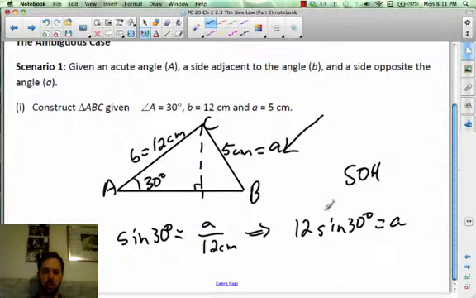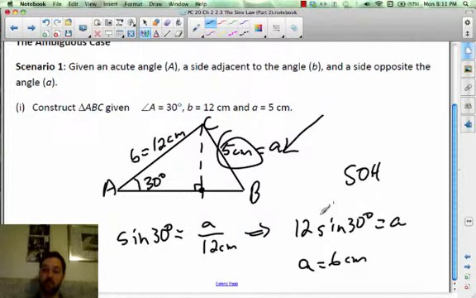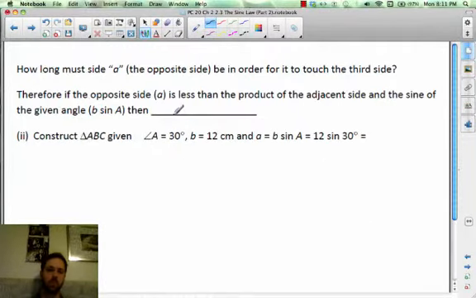So a needs to be 6 centimeters in order to just barely reach this. And we're told that a is only 5 centimeters. So in this case, we cannot make a triangle. There is no possible triangle there.